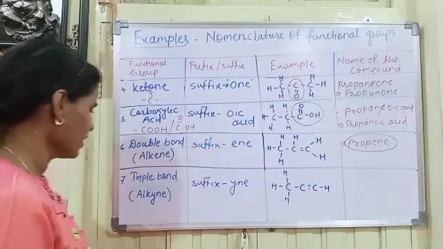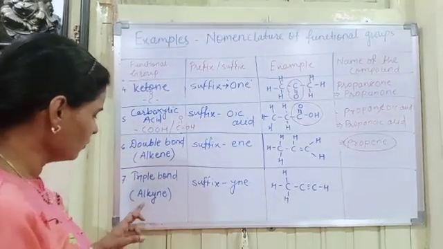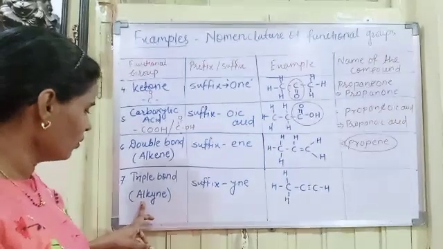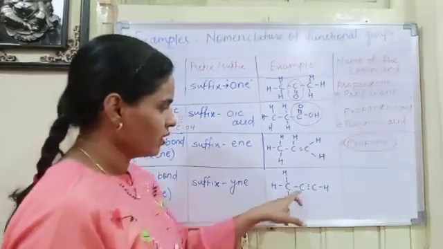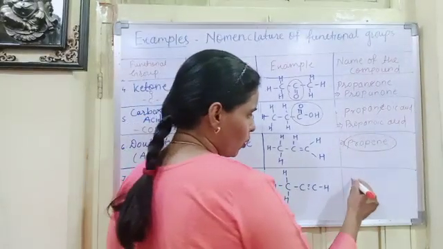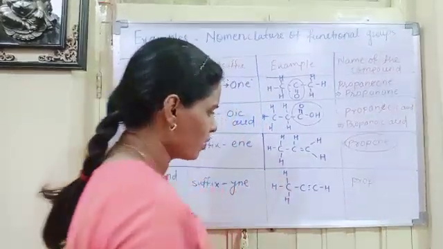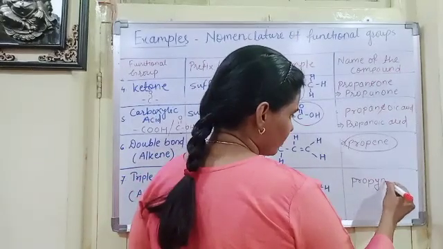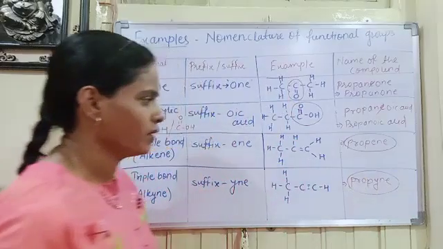Now look at this example. Triple bond. If a triple bond is there in a compound, or the carbons are bonded by one or more triple bonds, they are called alkynes. 3 carbon. Again the root word is prop. Here the triple bonding is there between these 2 carbons, so the suffix will be YNE. So the name of this carbon compound is propyne.